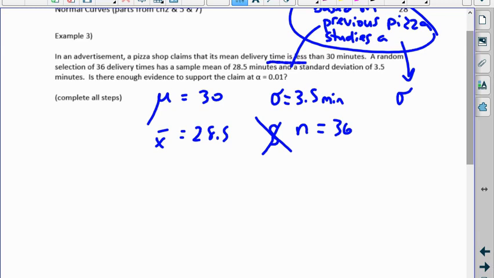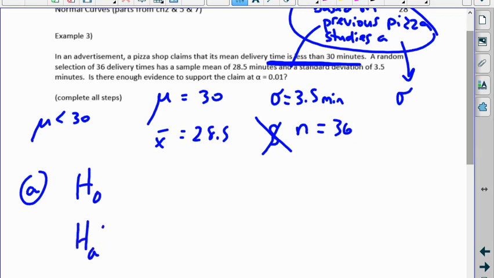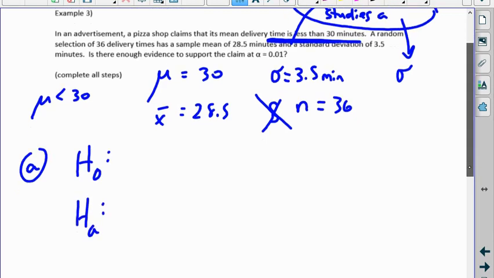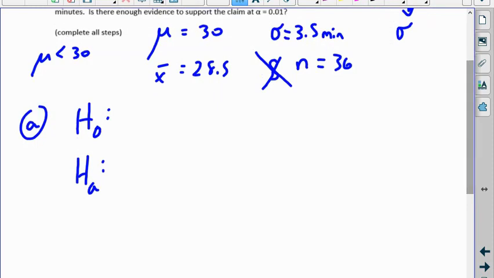Are they looking at less than 30? So that's giving you a clue as to what you're going to write for part A, your hypotheses. What's your hypotheses? This one always goes here. So the alternate is the less than. Okay. There will be no need to double on this one. Isn't that exciting? No need to double. Okay, so we've done part A.